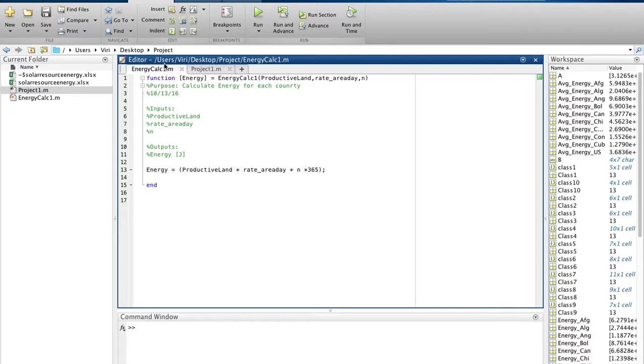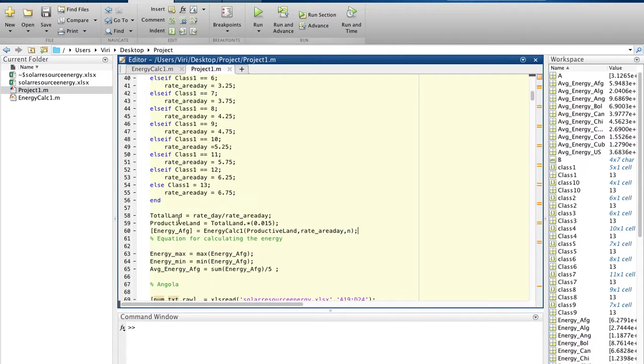The inputs are the productive land and the rate area day and the conversion variable n that we mentioned before, which is the constant of conversion efficiency, 10% or 0.1. And basically this just multiplies everything together for us, and it stores the value of energy under the variable name energy.